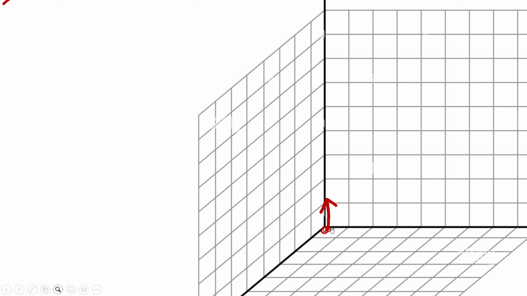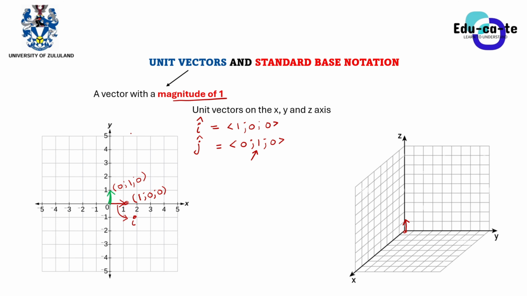That's the origin. So if we move 1 unit upward in our vector, if we move 1 unit along the z-axis, this will be our unit vector along the z-axis. And to express that, we're going to say that that is known as vector k. And the vector k there will be given by what? It will be given by 0 on the x, 0 on the y, and 1 on the z-axis.